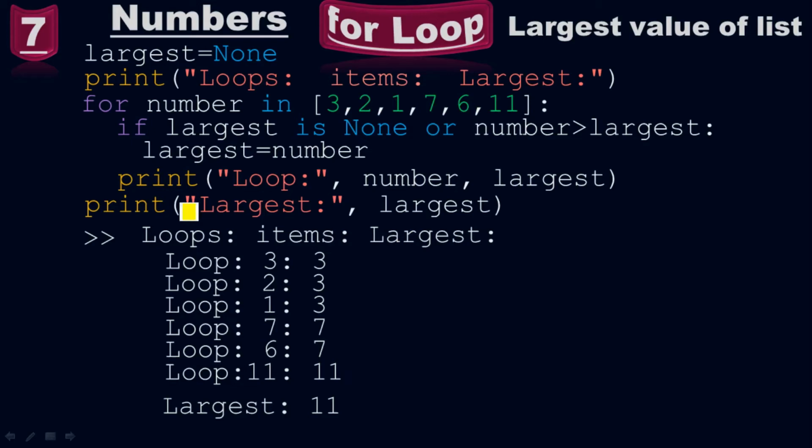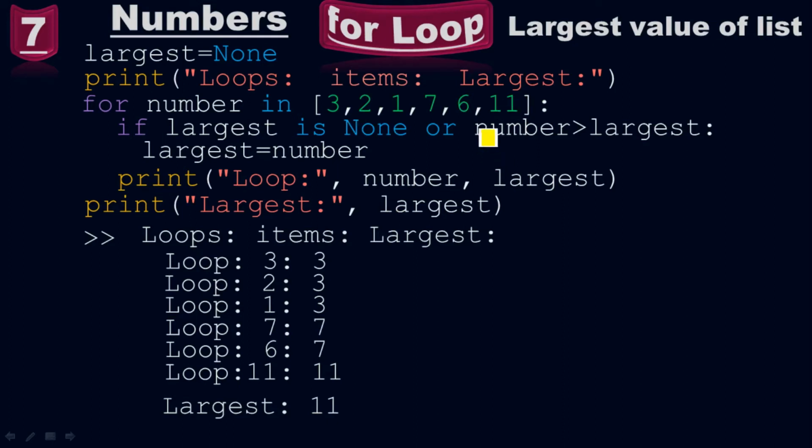Now when it comes to this print function, it will identify a single largest value. So largest colon, comma, largest. What is the largest value? The largest value is 11. So 11 is the largest value among all these numbers of the list.